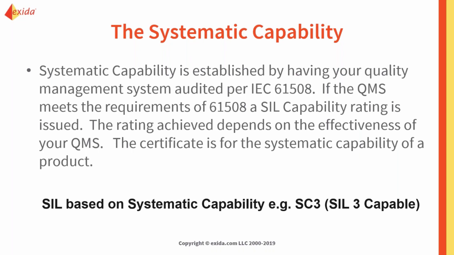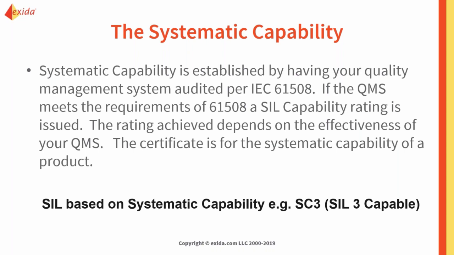This is where the requirements for the quality management system come into play. The systematic capability is established by having the product's quality management system audited per all of the requirements in IEC 61508. Remember, if you are trying to achieve a SIL 1 rating, you're going to have a bunch of requirements. If you want a SIL 2 rating, you're going to have all of those requirements from SIL 1, plus a bunch of other or harder or more stringent requirements on top of that to show that you are that order of magnitude above.